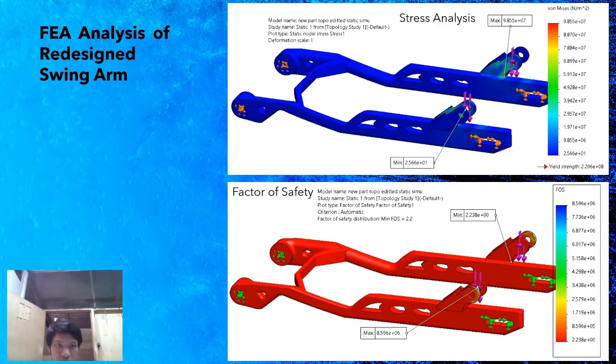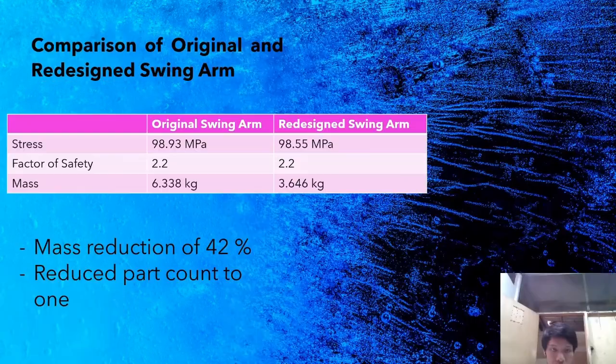And then this is the FEA analysis of the redesigned swing arm to check its functionality. The maximum stress is 98.55 megapascal and the factor of safety value is 2.2. At last, we compare the original and the redesigned swing arm. The stress values only vary a little bit, but they still have the same factor of safety value, and the mass for the original swing arm is 6.3 kg. For the redesigned swing arm, the mass is 3.6 kg.